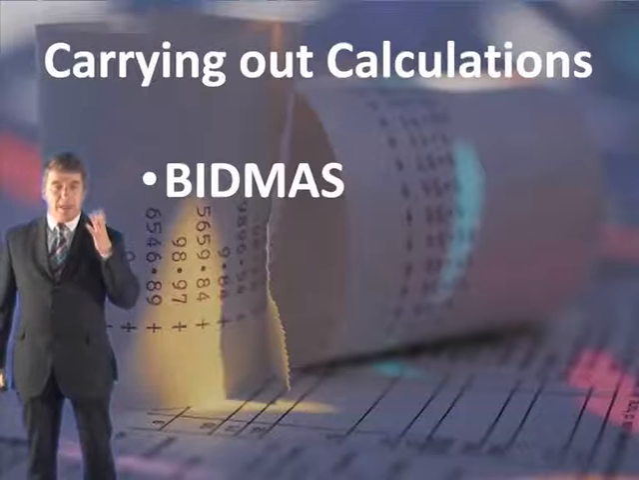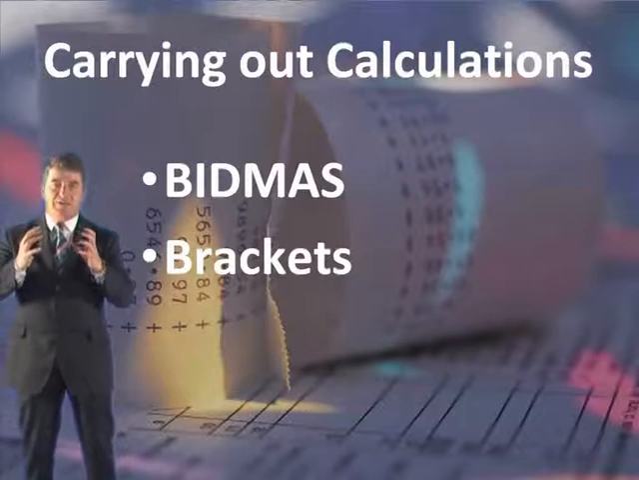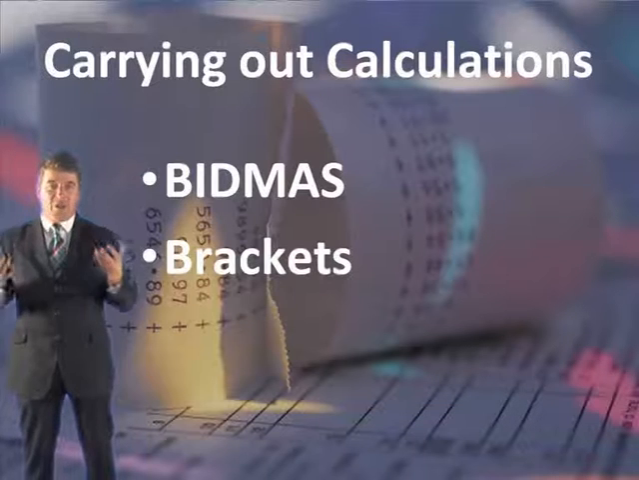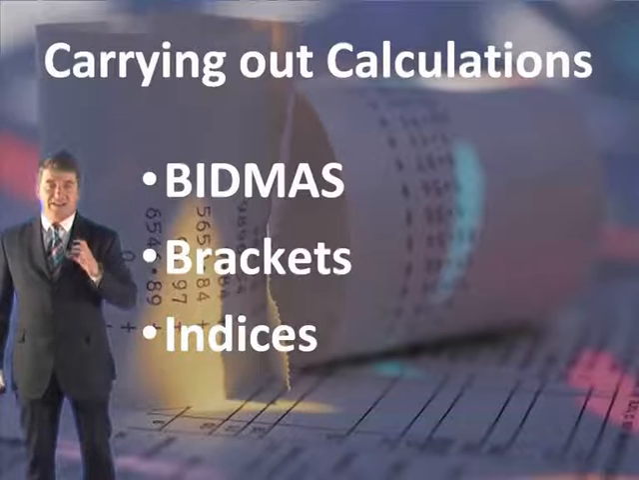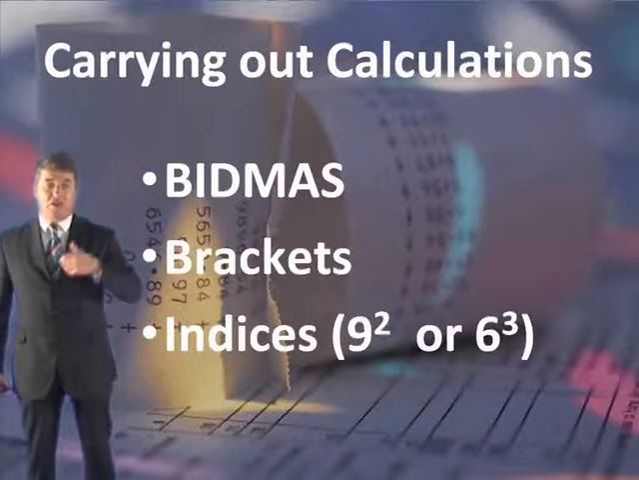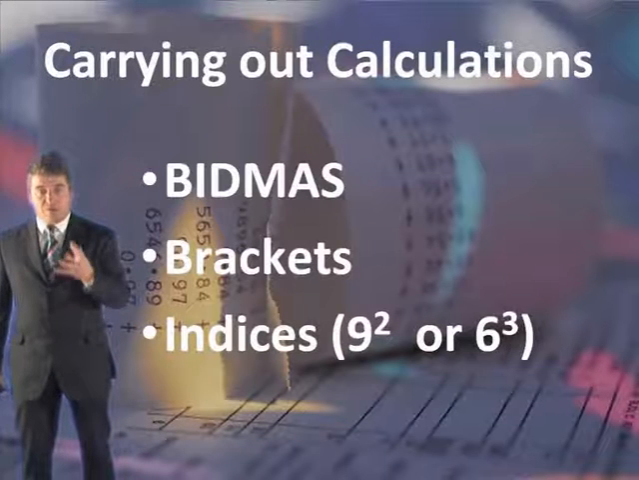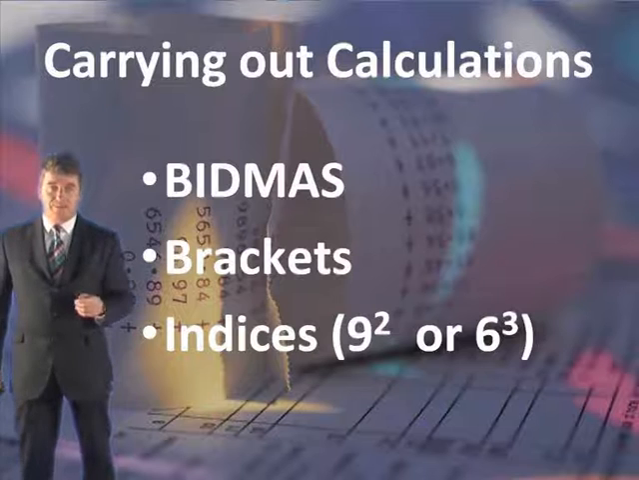So what is BIDMAS? B is brackets. You always carry out the calculations in brackets first. You've got to try and bring those numbers out so you solve the problems in the brackets. I is the indices. This is any number to the power of another number, like 9 squared or 6 to the power of 3. You solve them next, after you've done your brackets.